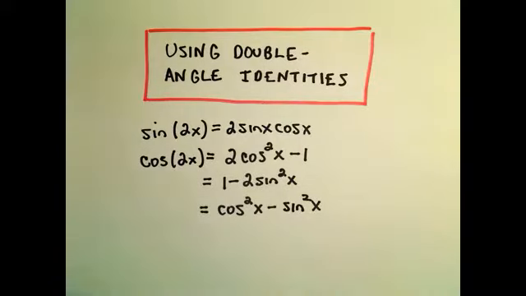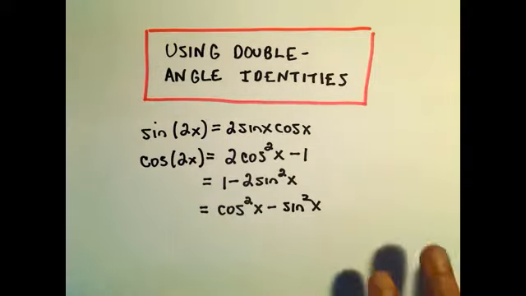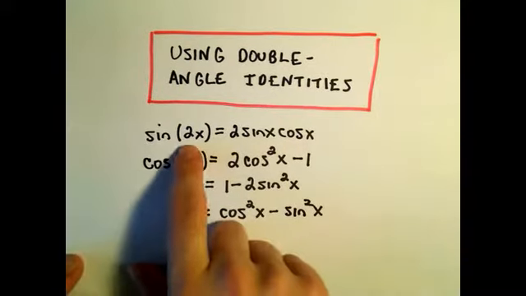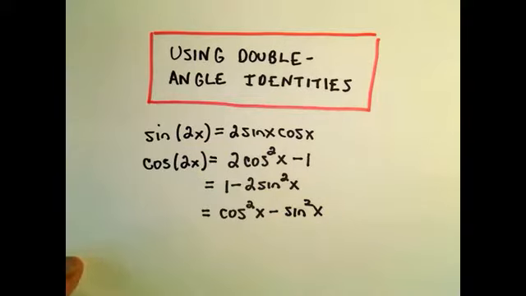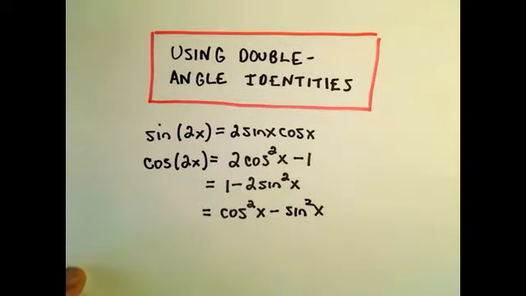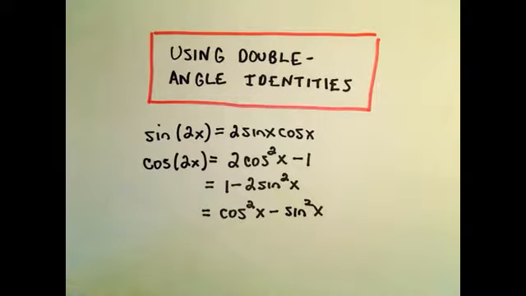Alright, in this video we're going to do an example of solving an equation using our double angle identities. And here are our double angle identities. For sine of 2x, there's just one. It says it's 2 sine x times cosine x. But for cosine of 2x, there's actually three. There's 2 cosine squared x minus 1, 1 minus 2 sine squared x, and then cosine squared x minus sine squared x.